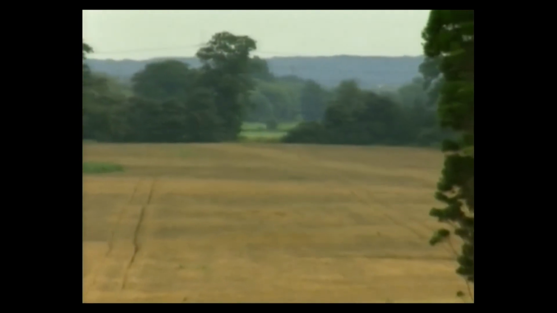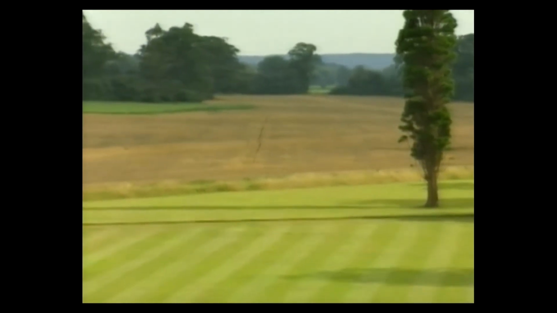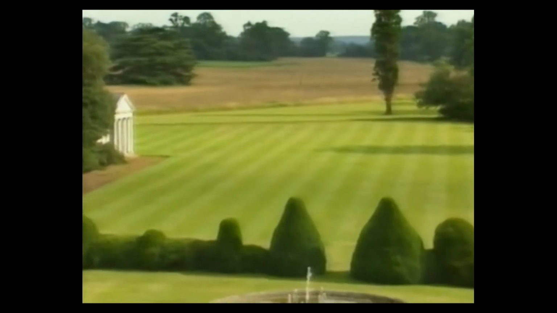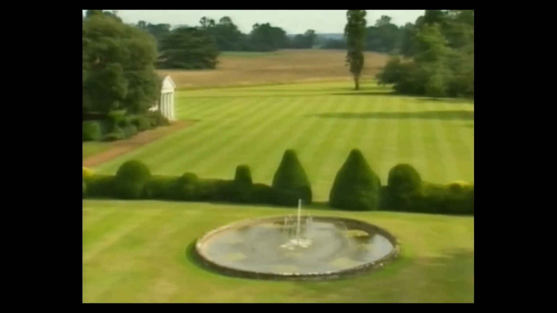Here, by carefully breaking the tree line in the middle distance, Brown is able to make the view to the south of the house appear to roll on forever. And if there were farm buildings or workers' cottages in the way of a view, Brown simply ordered them to be swept away.